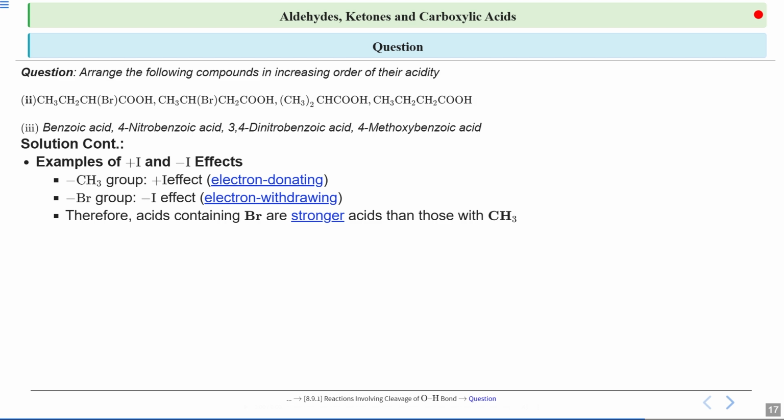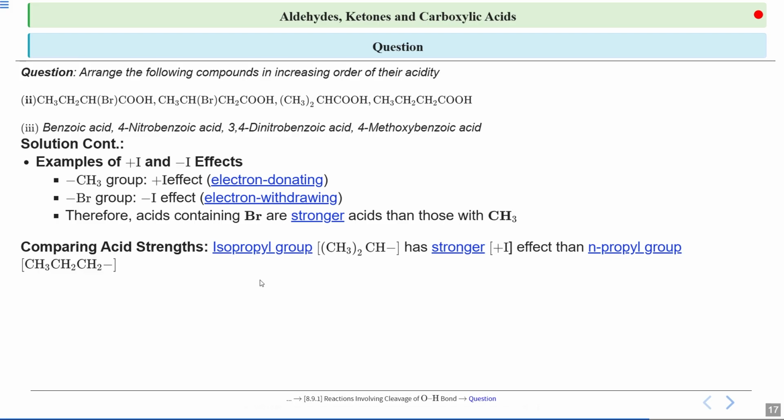acids containing bromine are stronger acids than those with a methyl group. So if there is bromine, then these will be stronger acids compared to the one with a methyl. This is because the electron withdrawing effect of bromine stabilizes the conjugate base, which makes the acid more likely to donate a proton. So right now we compared the groups in which bromine is present and CH3 is present. We concluded that if CH3 is present, then they are considered weaker acids.